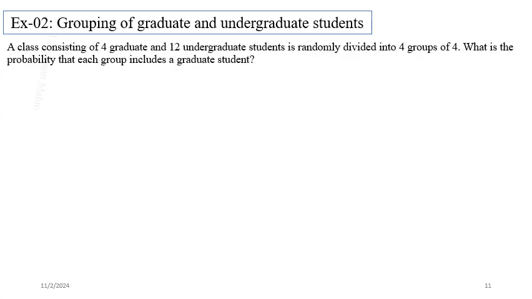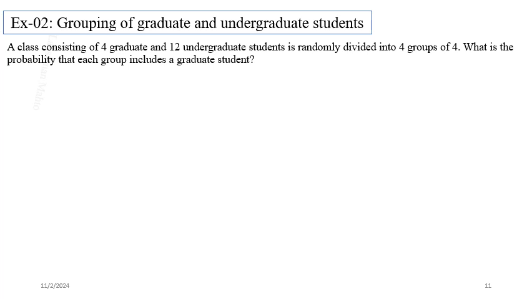The question is that a class consists of 4 graduate students and 12 undergraduate students. B.Tech, where there is a bachelor word, happens to be undergraduate studies, so you all are UG students. Those who are in master's or PhD are considered graduate students. So a class consists of 4 graduate and 12 undergraduate students.